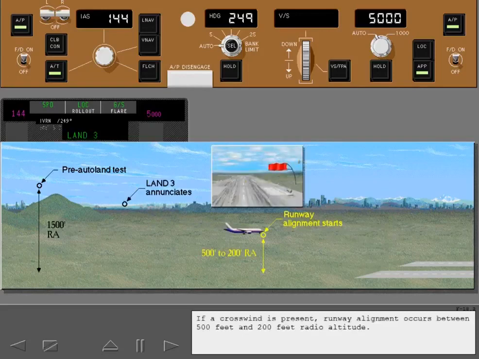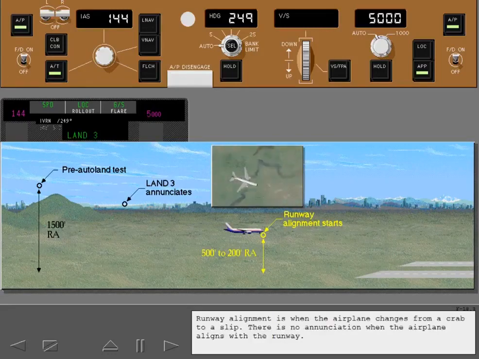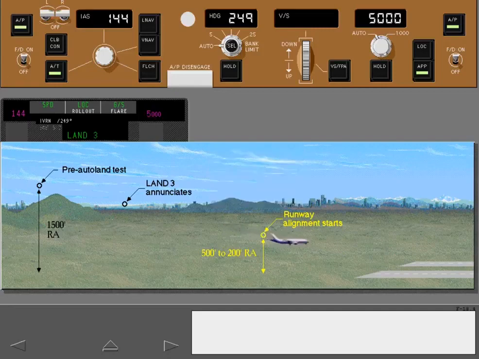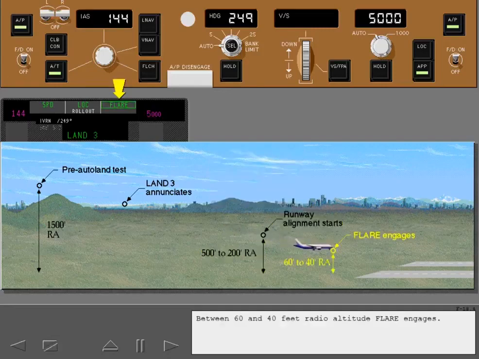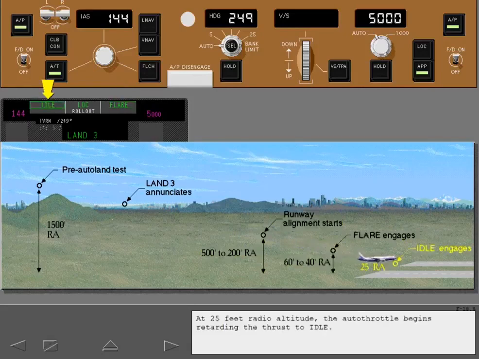If a crosswind is present, runway alignment occurs between 500 feet and 200 feet radio altitude. Runway alignment is when the airplane changes from a crab to a slip. There is no enunciation when the airplane aligns with the runway. Between 60 and 40 feet radio altitude, flare engages. At 25 feet radio altitude, the autothrottle begins retarding the thrust to idle.